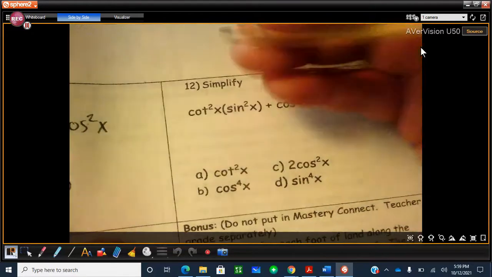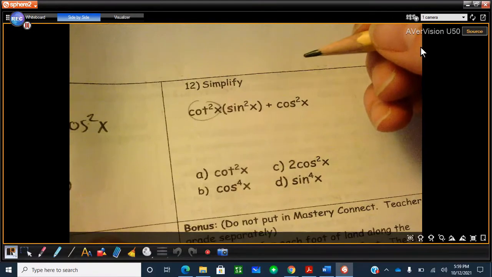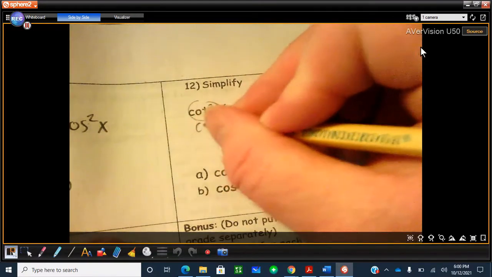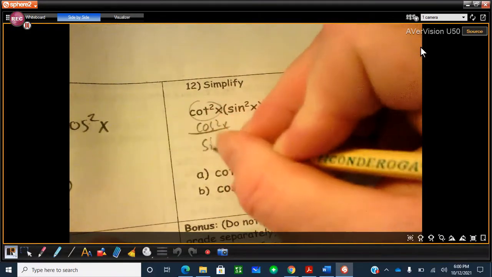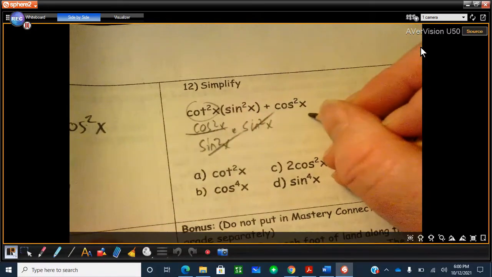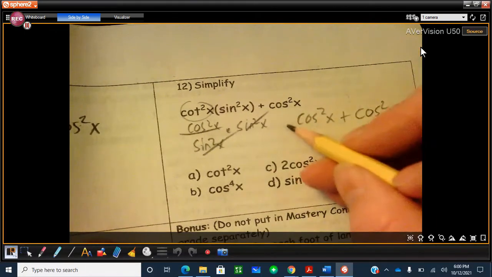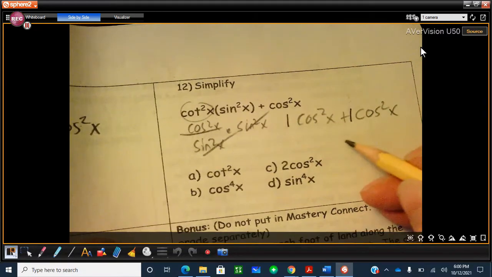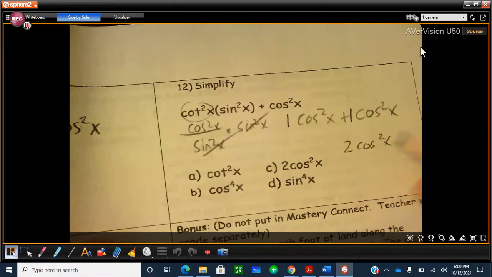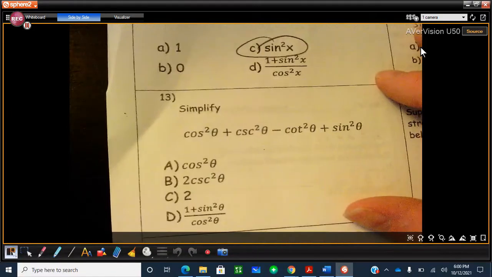Number 12. Okay, so I'm going to change this up. Cotangent is really cosine squared of x over sine squared of x. And then if I multiply that by sine squared of x, those cancel. So I have cosine squared of x plus cosine squared of x. When I add, I'm just adding the coefficient, so I get 2 cosine squared of x. And also you could put 20 in where the x's are and then find your match in Desmos. 13, home stretch.